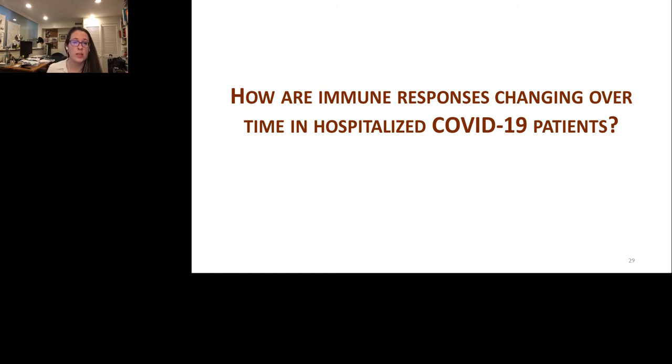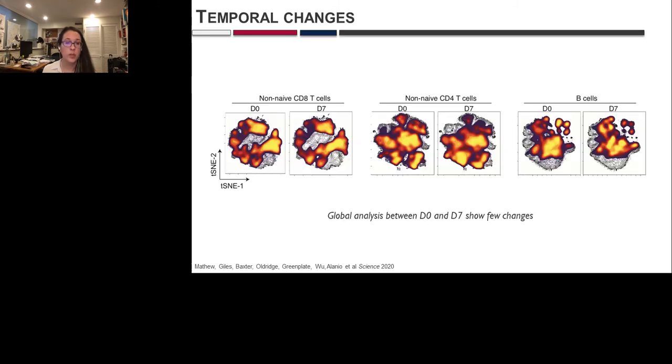So our next question was, how do these immune responses change over time in our hospitalized COVID-19 patients? For patients that were still admitted to the hospital 7 days later, we received a second blood sample, and then we could compare the two different time points. The first part of this analysis was again to use Cytobank to create two different tSNE maps. The first map included cells that were present in the day 0 samples, and the second map was cells present in the day 7 samples.